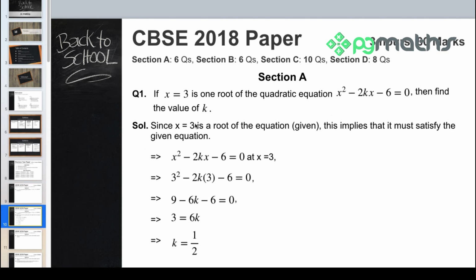Since x is equal to 3 is the root of the equation, as given in the question, this implies that it must satisfy the given equation. We simply substitute the value of x as 3 on the LHS and equate it to 0. So 3 square minus 2k times 3 minus 6 is equal to 0. 9 minus 6k minus 6 equals 0, which gives 9 minus 6, 3 on the left, and minus 6k goes here, becomes 6k, and k is equal to half.